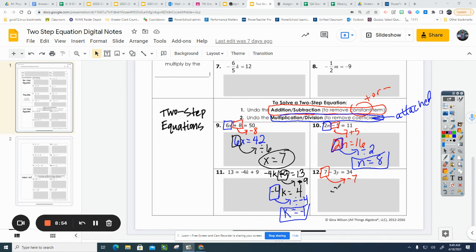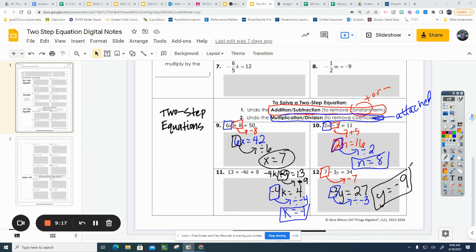Bringing down my negative 3y. 34 minus 7, 27? Yeah, that's correct. 27. And now I'm moving the negative 3y, dividing by negative 3. So y equals negative 9.